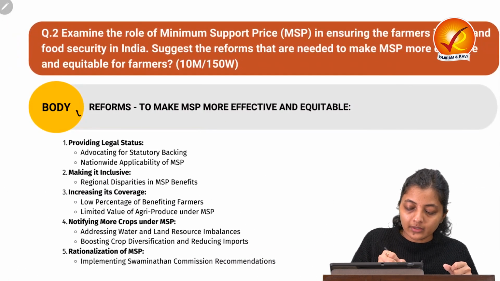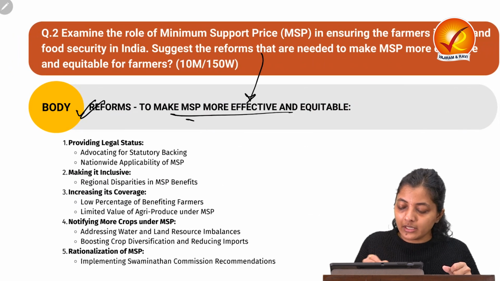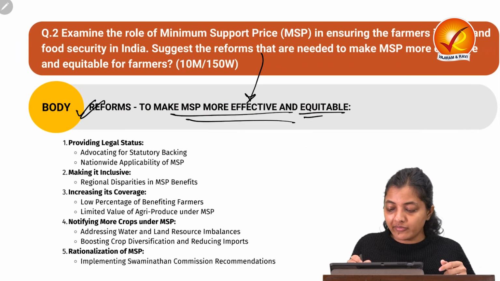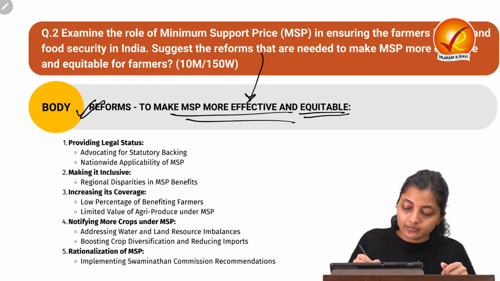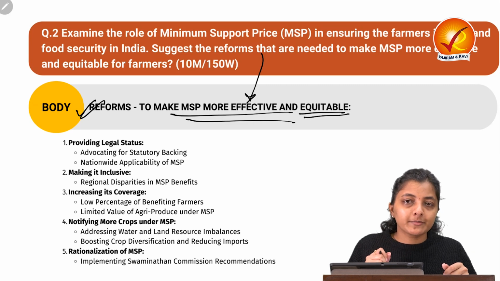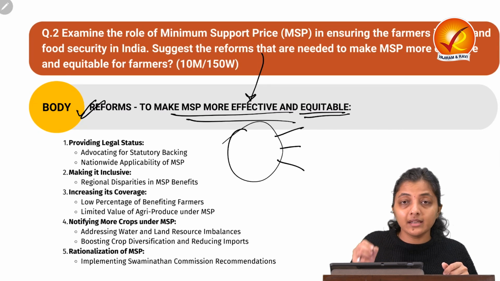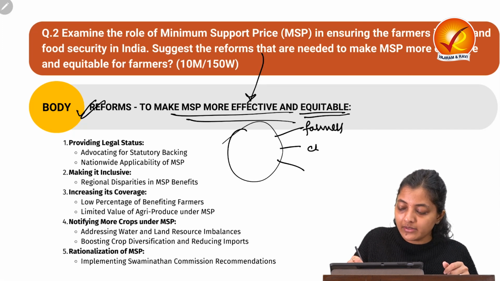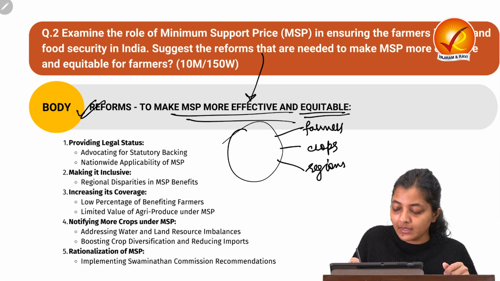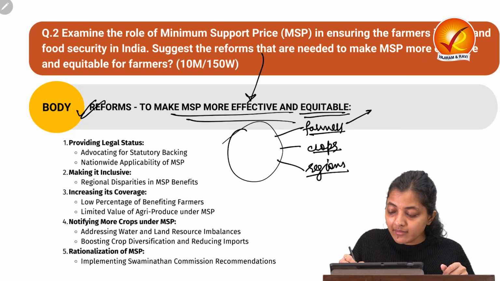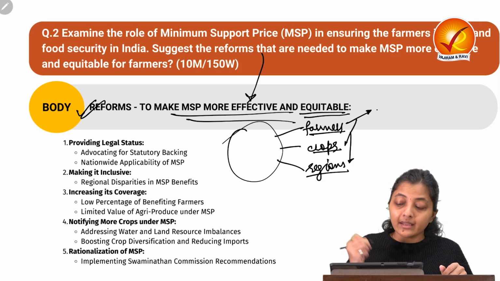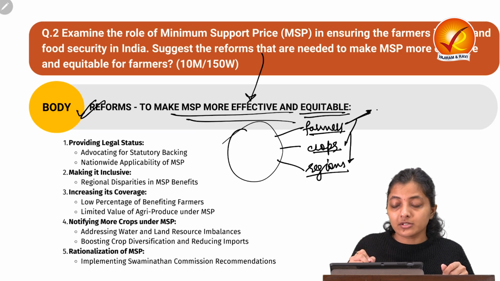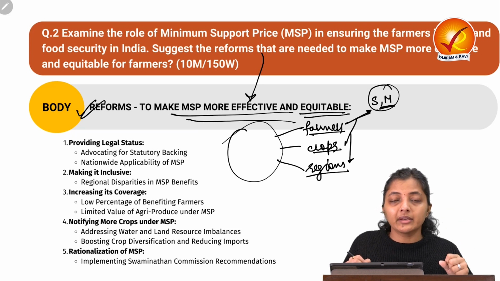Okay, moving on to the next body part, that is the reforms we need to make MSP more effective and equitable. So what can we do? For that, we need to understand the challenges with respect to MSP. MSP has three major challenges: procurement is not inclusive with respect to the farmers, the crops, and the regions. The maximum benefits of MSP are being grabbed by large farmers, so small and marginal farmers are out of this, not taking the fruits of the benefits of MSP.